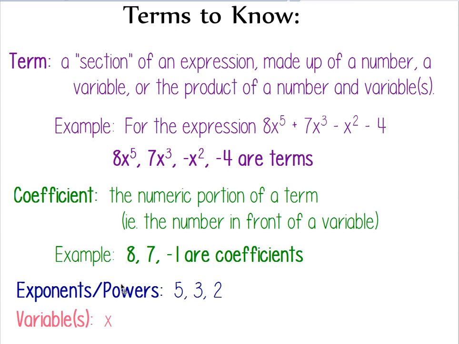You're very familiar with exponents or powers. Our powers are 5, 3, and 2. Those are our three exponents. And the only variable in our expression was x. So x is our only variable.